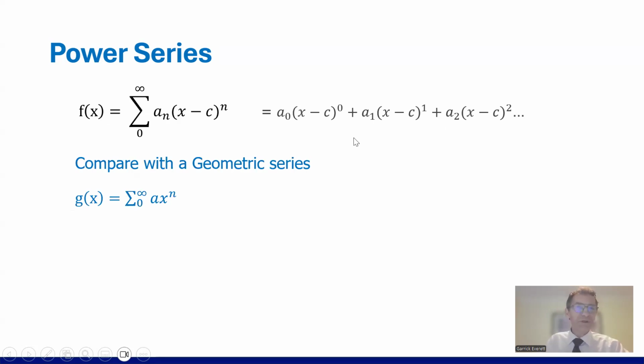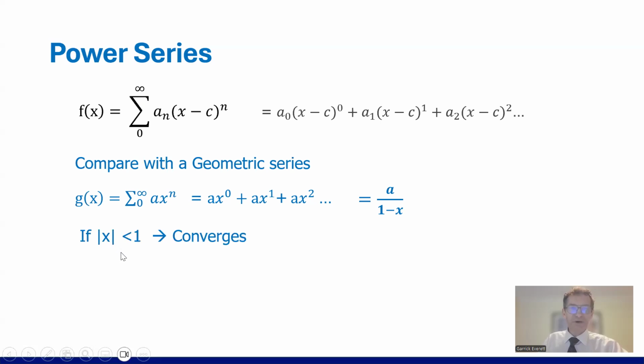Now what I want to do quickly is compare that with a geometric series. This is a typical geometric series, and the sum to infinity is a over 1 minus x. So you've got ax to the 0 plus ax to the 1 plus ax squared, and that will sum to infinity with a over 1 minus x. If the absolute value of x is less than 1, it converges, and the interval of convergence is between -1 and 1.